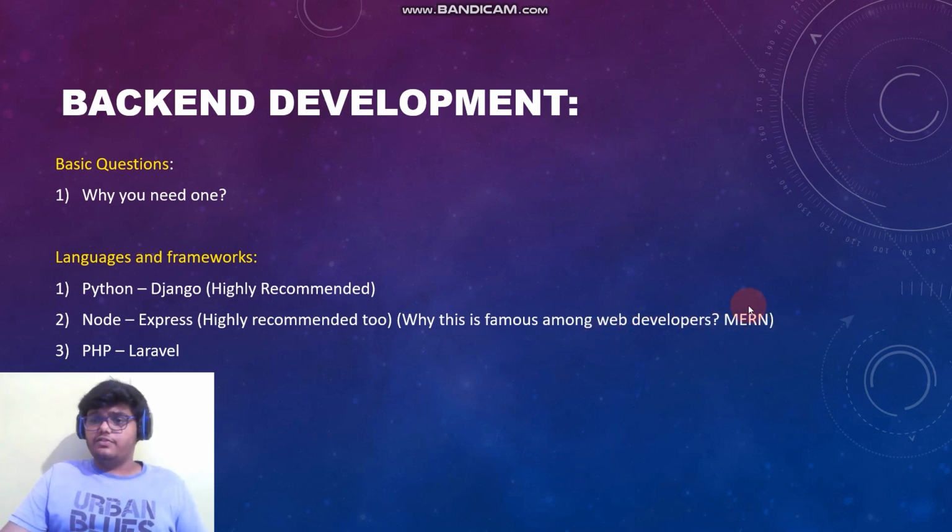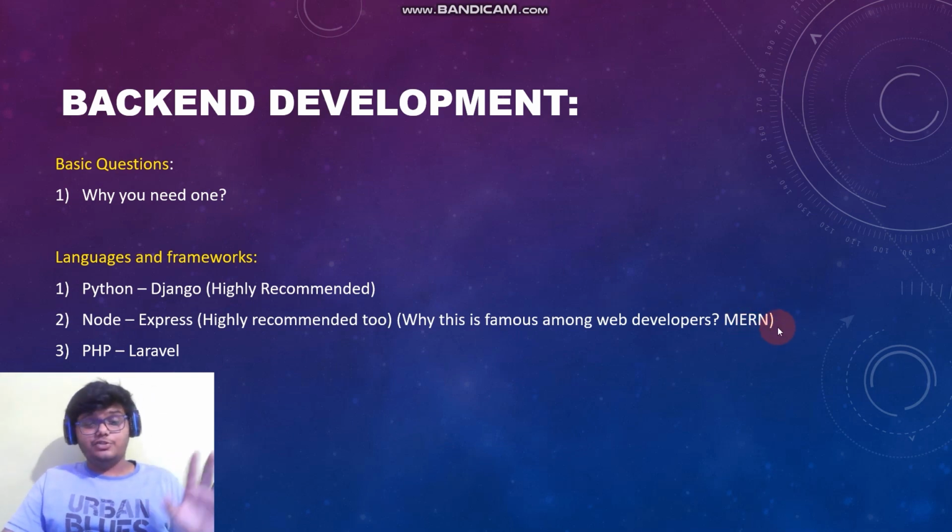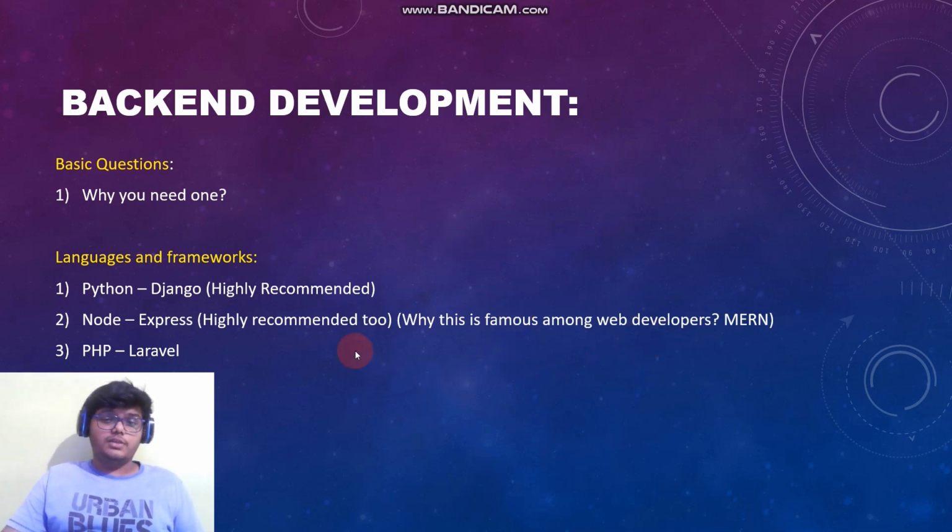And there's a really famous stack by the name MERN stack. Everything is in JavaScript. So what is the MERN stack? M is MongoDB, a database. E is Express, a framework on Node I told you. R is React, and N is Node. So these things are fully on JavaScript. If you learn one language, you can do everything related to web development. So this is really very famous among web developers.